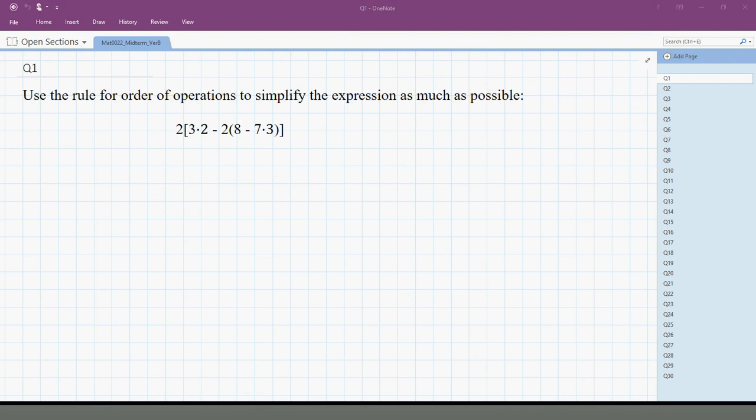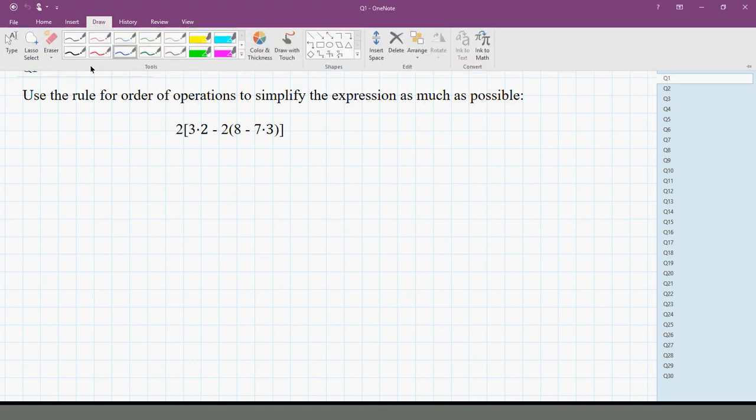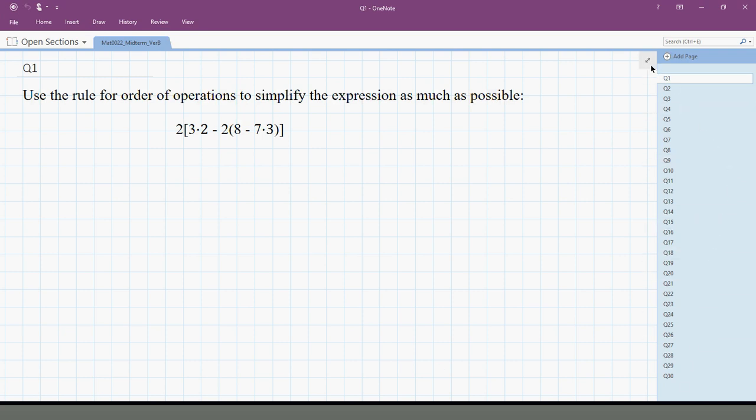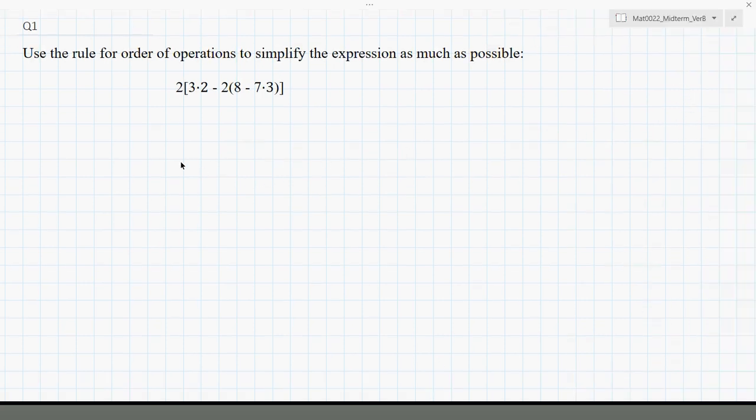Use the rule for order of operations to simplify the expression as much as possible. This means that we are going to start with PEMDAS. Expand that out. PEMDAS, P-E-M-D-A-S, stands for parentheses, exponents, multiplication, division, addition, subtraction.